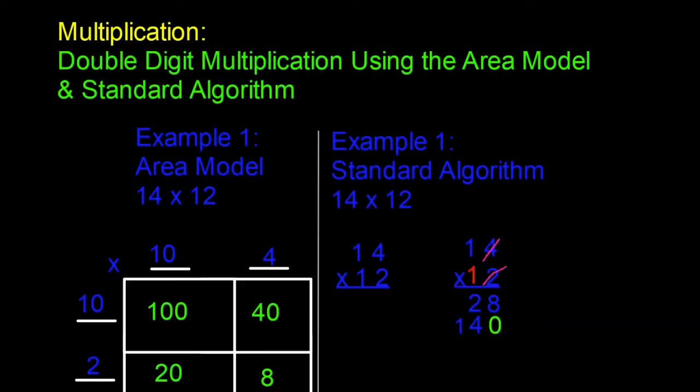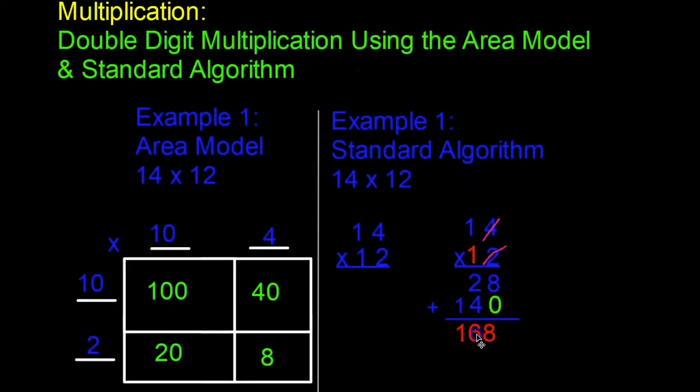Now that I've done that, I can add. I can add these together. So now when I'm looking at what I have, 2 partial products, 28 and 140, that I get to add together. When I add those together, you guessed it, I'm going to get 168, like we did in the area model. So this added together gives me 168.